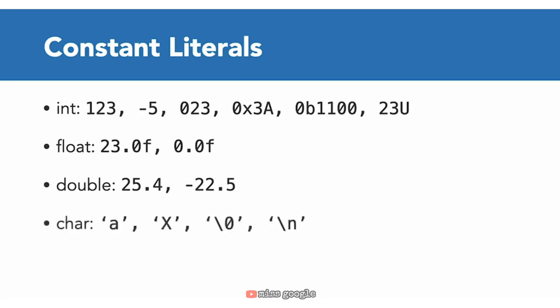Chars may be entered as integers as long as they fit in 8 bits, but their ASCII character interpretation is entered between single quotes. Here we have lowercase a, uppercase x, and two special characters that use the \ escape character. These are the null character to delimit the end of a string and the new line character. Finally, you've already seen string literals between double quotes.